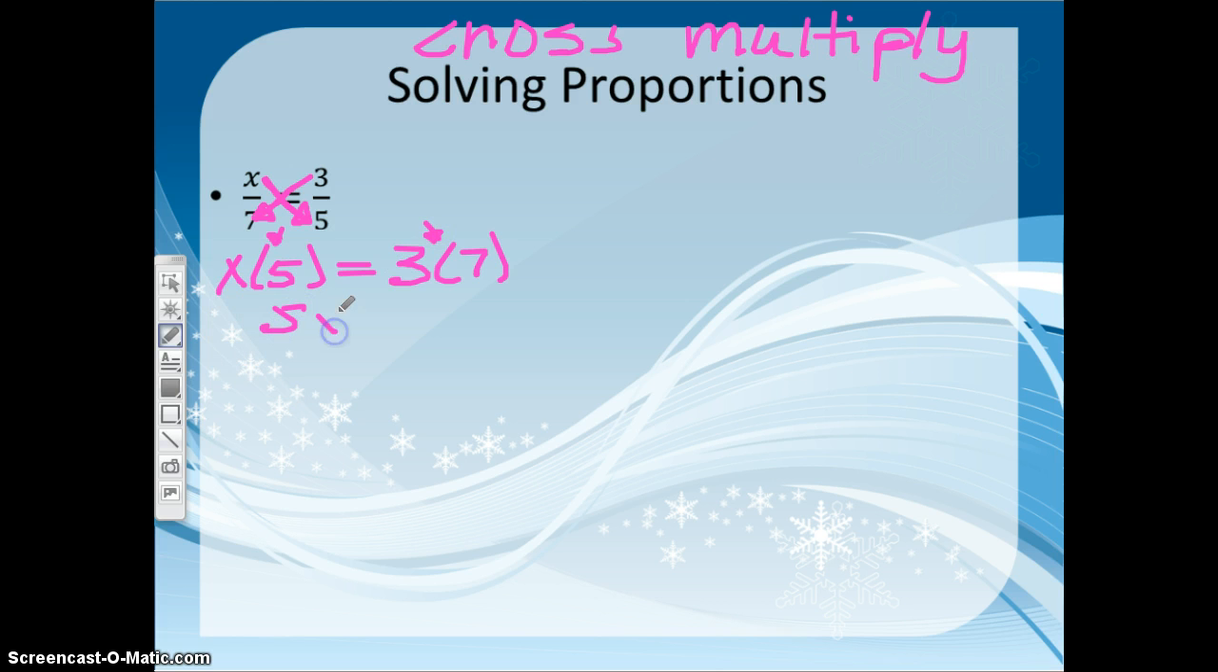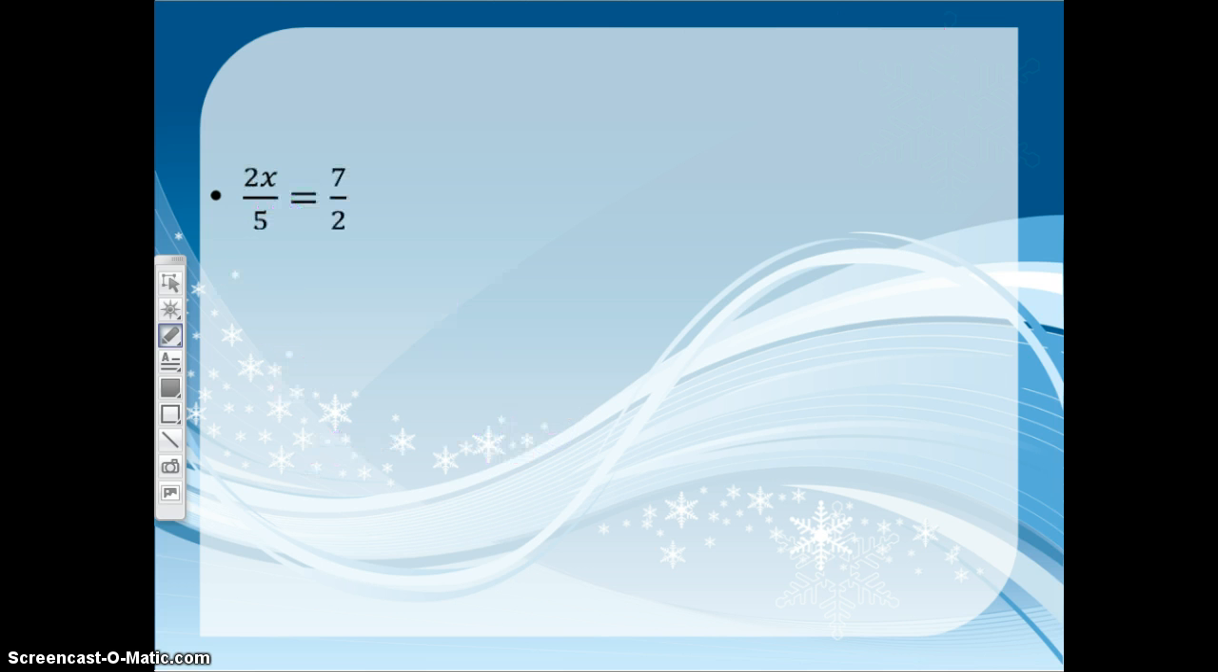Now we have 5x is equal to 21. Divide both sides by 5. And we get x is equal to 21 fifths. Yes, we'll be doing several of these, so don't panic. Cross multiply. Save yourself some steps.